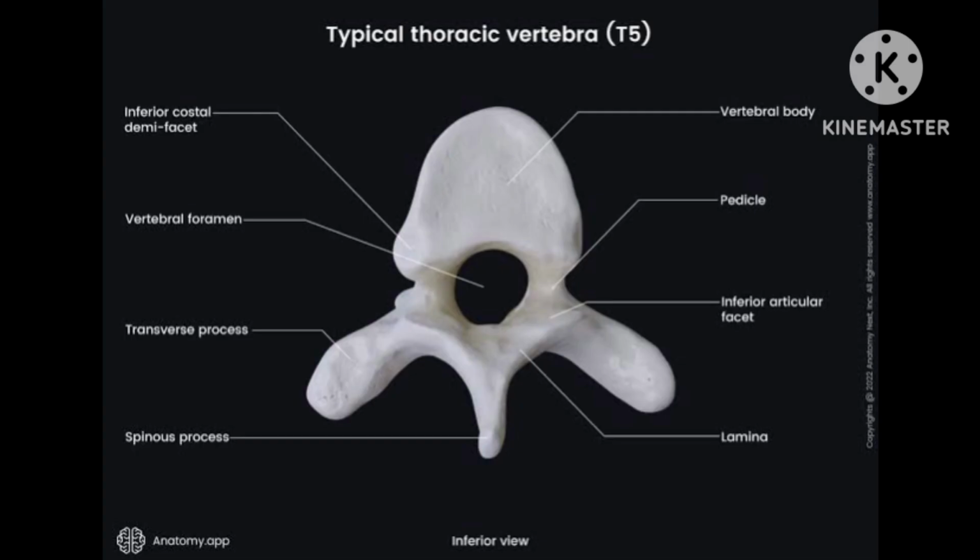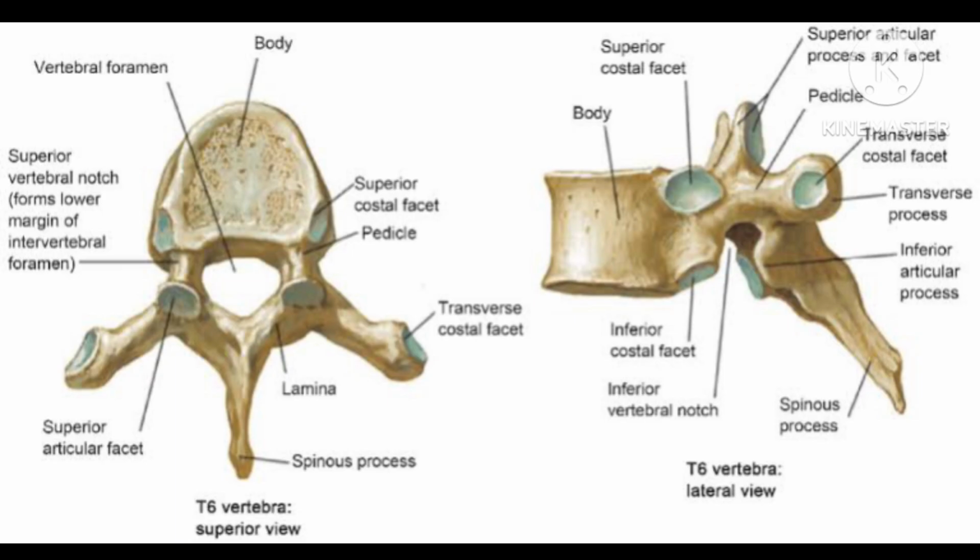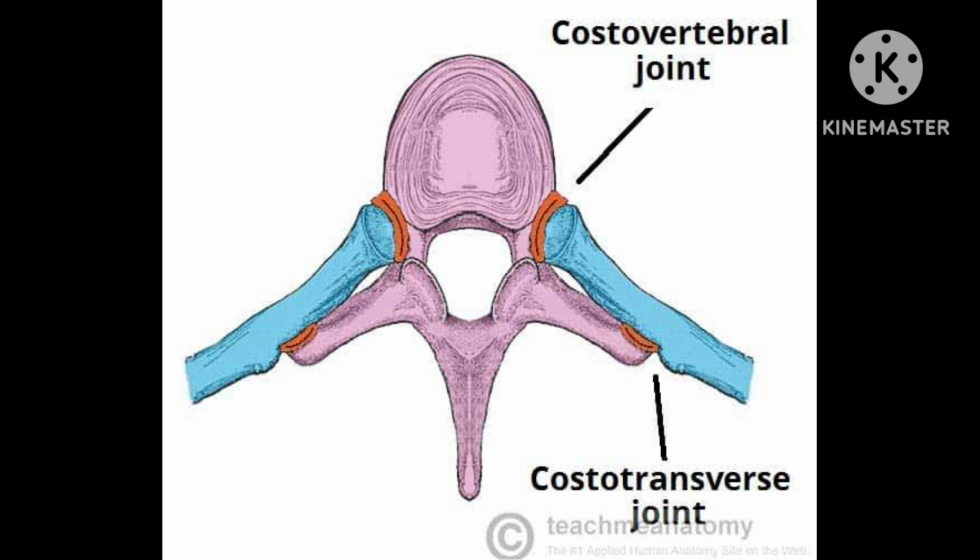Now we'll see the nature of thoracic vertebrae. As you look at the image, first we'll go with the body. The body is heart shaped and it has four costal facets. Among them, two are superior and two are inferior. Superior and inferior costal facets articulate on each side of the head of the rib.